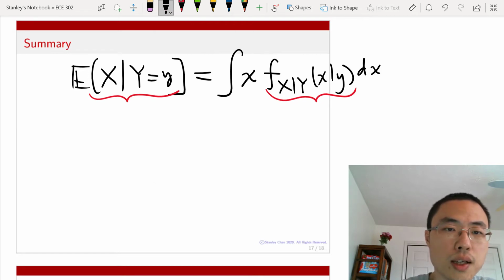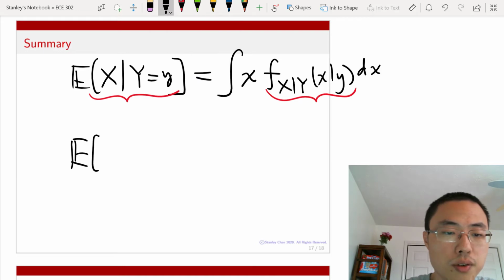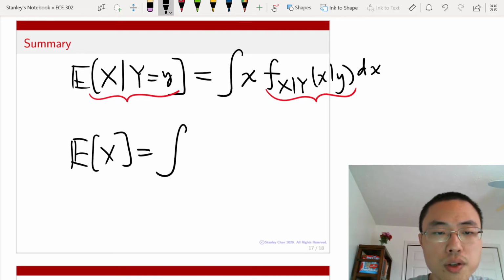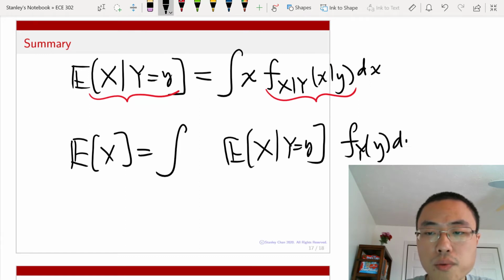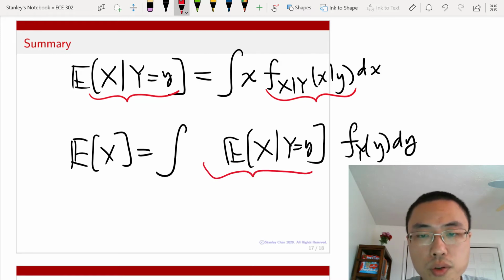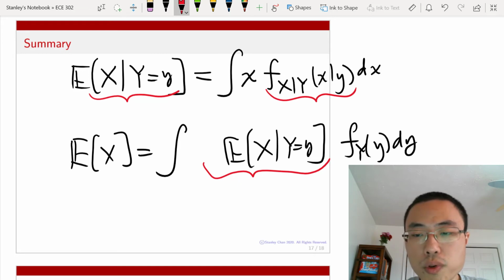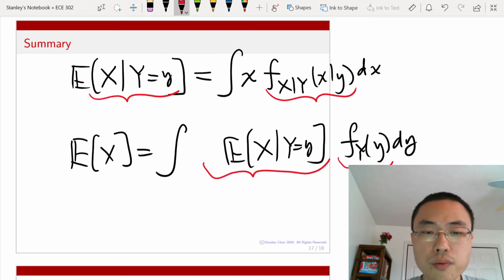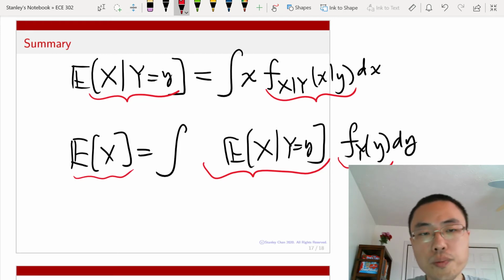The other one that is important to know is this outer expectation of x. This is the integration of the expectation of x given y equals y, and then you have f_Y of y dy. This is called the law of total expectation. It says that I'm going to first compute the individual conditional expectations, then multiply with the probability of y, and then integrate. Then I will be able to get this overall expectation.